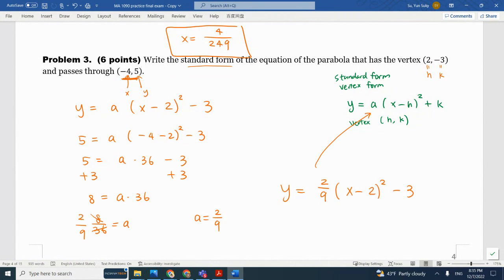Okay, if you can understand problem 3, could you type 3 in the chat? Okay, thank you. So keep going.